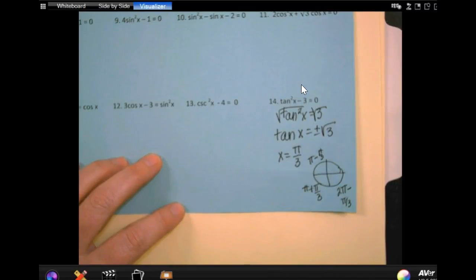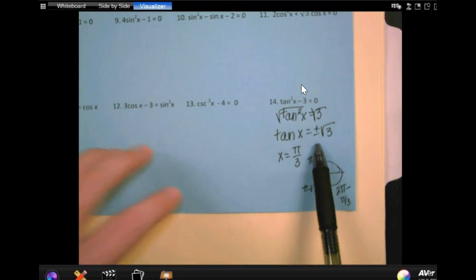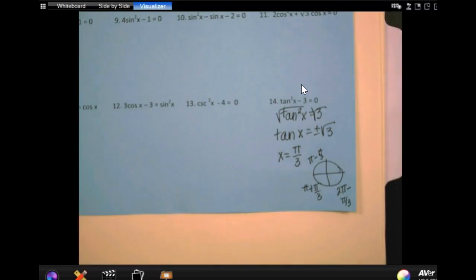Okay, let's finish this one. Why do I get 4 answers? It's positive or negative. And so if it's positive here, it's also positive here. If it's negative here, it's also negative there. 4 places.